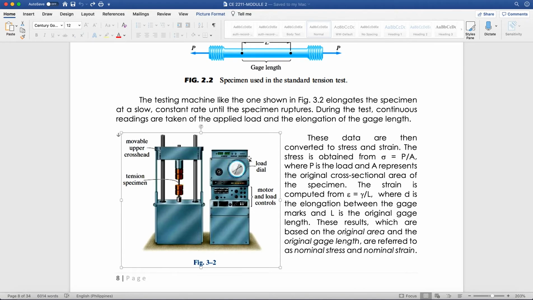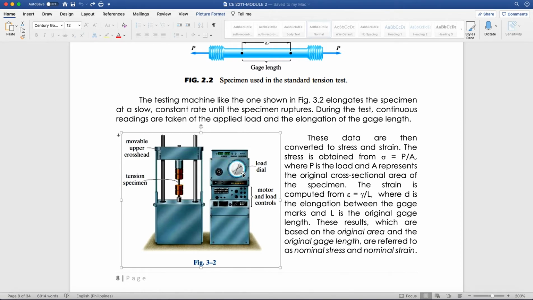Bakit hinahanap natin yung strength ng material at yielding point or at the failure point? Kasi yun yung mga properties na kailangan natin in designing. Okay? So these data are then converted into stress. So ang mangyayari dito sa ating universal testing machine, ilalagay natin dito yung ating specimen, then unti-unting hinihila yan. Hinihila ng universal testing machine pataas.